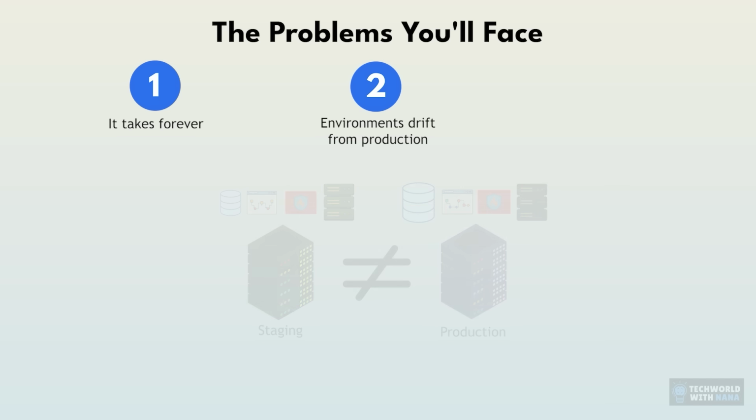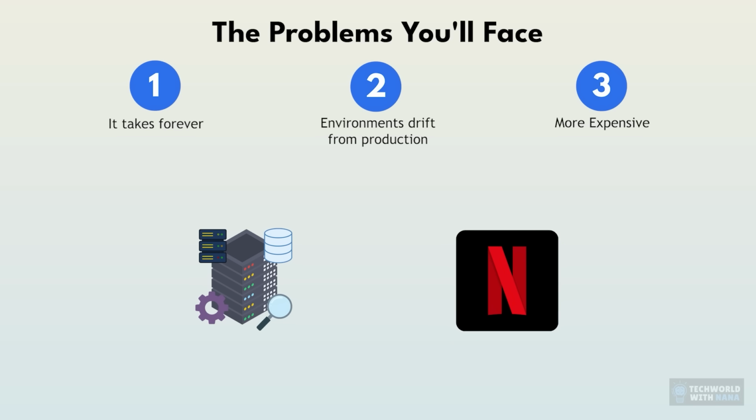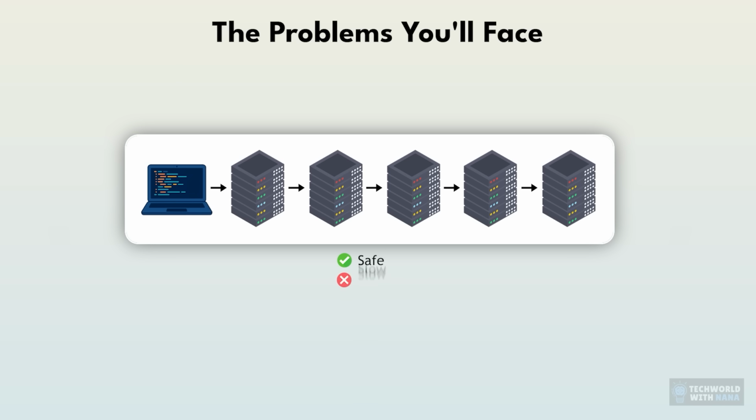and staging does not represent production anymore. And it's also more expensive because you have to actually create and pay for those extra environments, servers, database, maintenance, monitoring. So for a large application, this could be tens of thousands of dollars per month just for maintaining these extra environments. So the paranoid approach is safe, but it's slow and expensive.